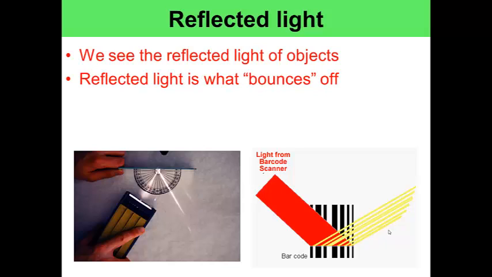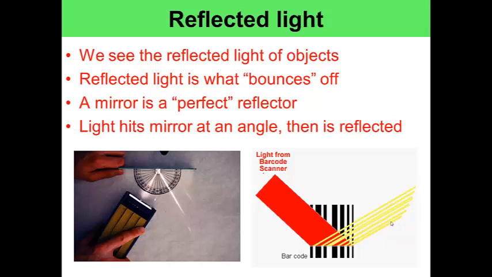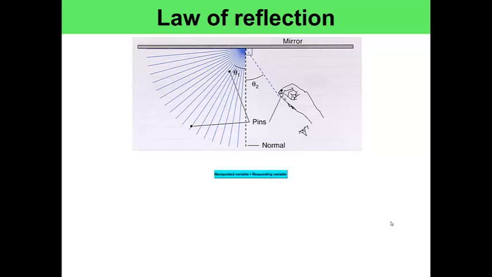We see the reflected light off of objects. Reflected light is what bounces off. So light from a barcode scanner bounces off. This is how the barcode scanner reads. A mirror is a perfect reflector, and perfect is in quotation marks because nothing is perfect. The light hits the mirror at an angle and then is reflected off at an equal but opposite angle.